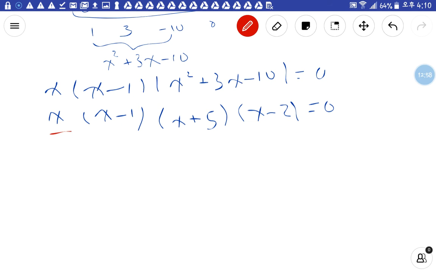How? From here, I got 0. Here, 1. Here, negative 5. And here, 2. Since I have a quartic equation, by the fundamental theorem of algebra, those 4 of them are the only roots.